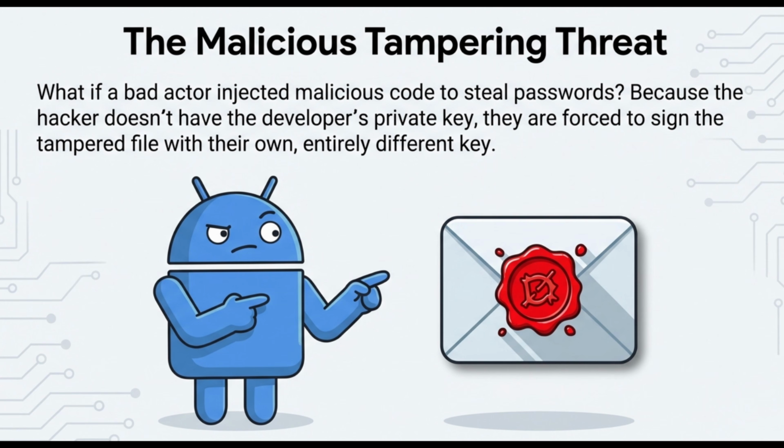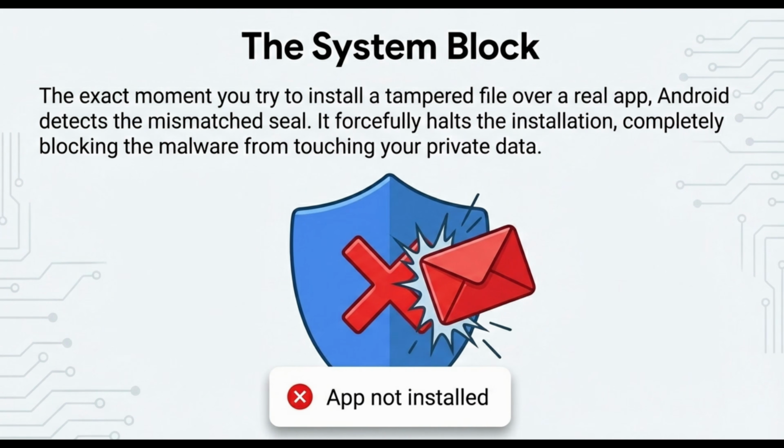In the exact moment you try to install that tampered file over your real app, the Android package manager instantly detects the mismatch. Because the seals are different, the operating system forcefully halts the installation process. It's going to throw up a definitive "app not installed" error and completely block the malicious software from touching your real app or your private data.